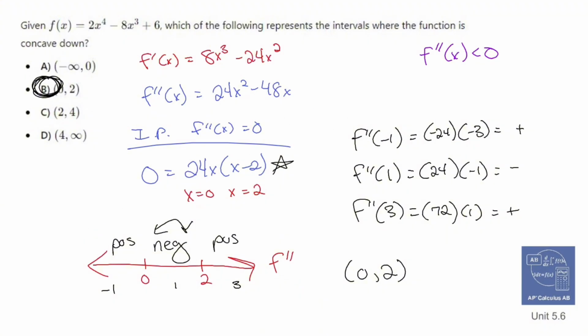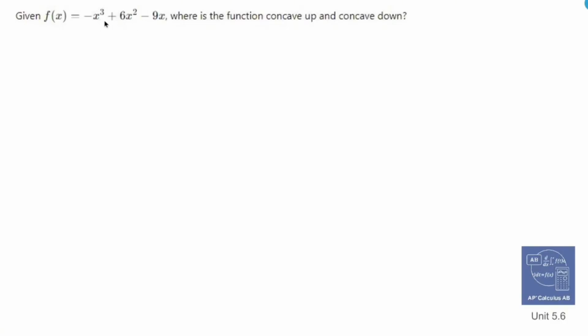Fun stuff. Given f of x equals -x to the third plus 6x squared minus 9x, where is the function concave up and concave down? Well, my function is going to be concave up when the second derivative is greater than 0. It's going to be concave down when the second derivative is less than 0. So what I need to do in order to find the second derivative is I need to find the first derivative first. So f prime of x is going to equal power rule.